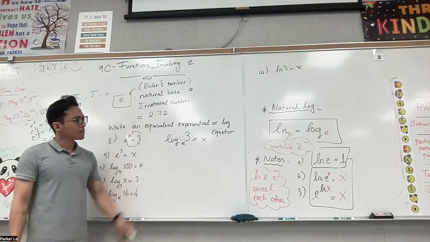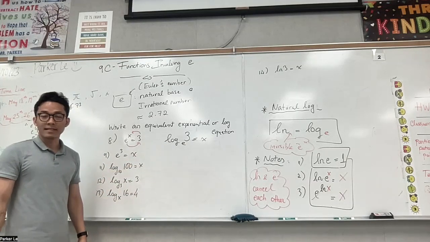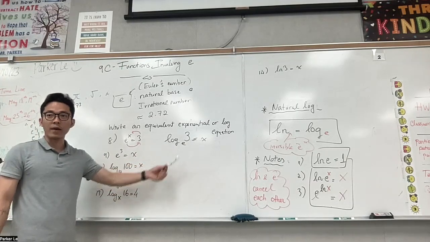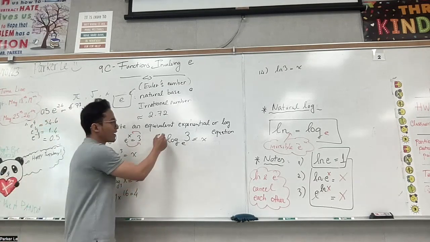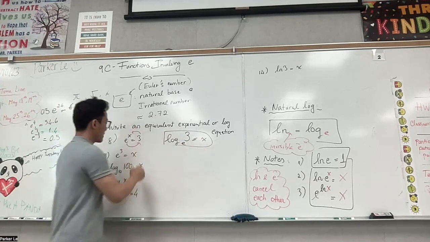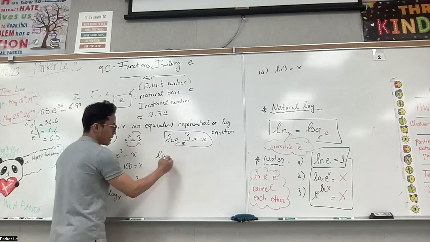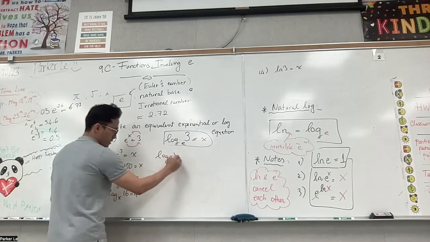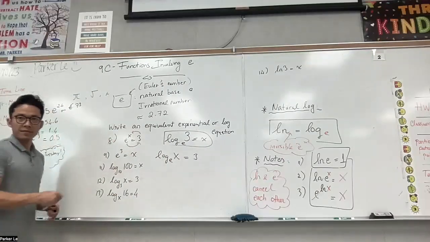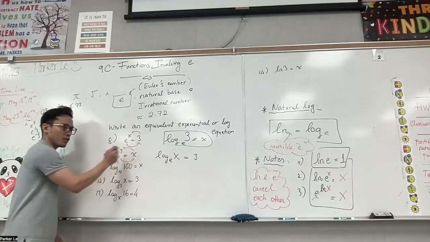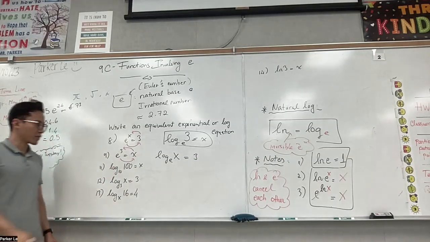What is log e? Log e is ln. Yeah, right. 1 point for Yasmin. How about this? log e of x equal to 3. Very good. 1 point for Orlando. Just use the Snell method. Then Snell will show you the order of where it's going.